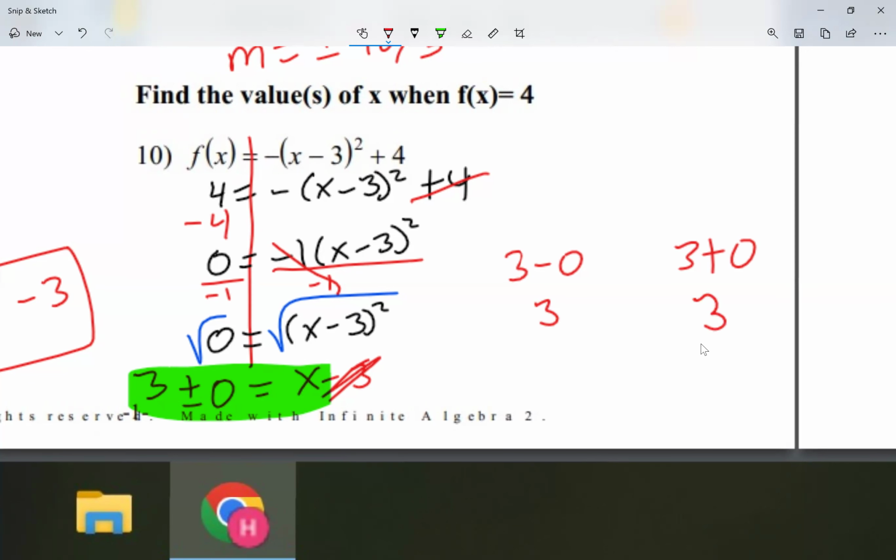I'm not going to say 3 and 3, right? It's the same number. So my answer will just be 3. That's why I ask you, find a value or values. Question number 9, we had 2 values. In question number 10, we only have 1 value. So some of our questions will have 1 value or 2 values.